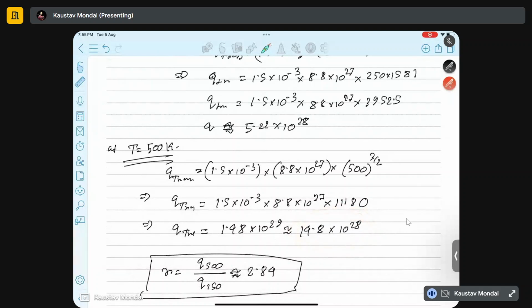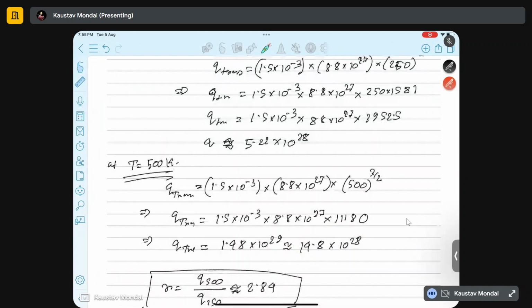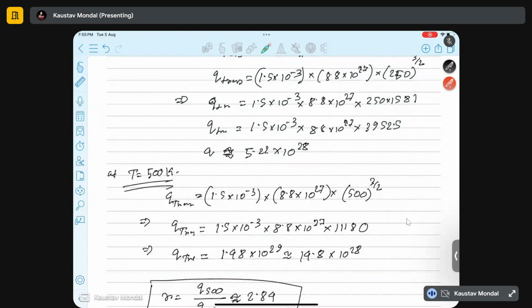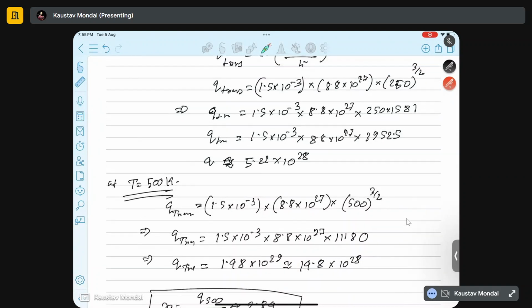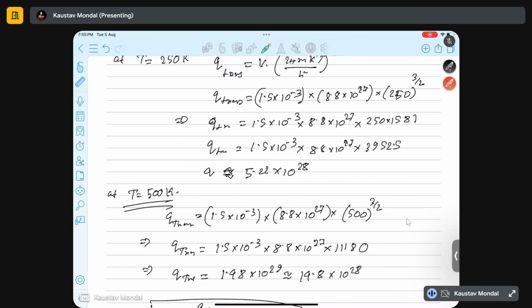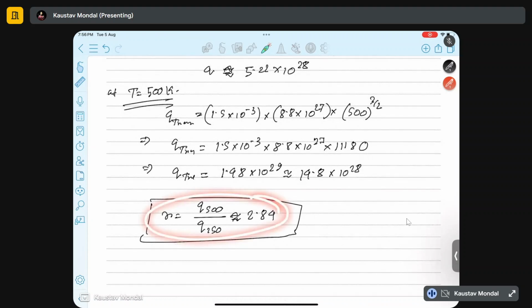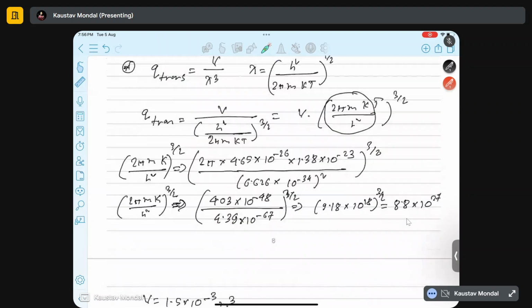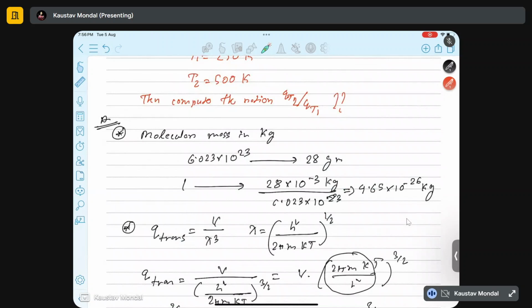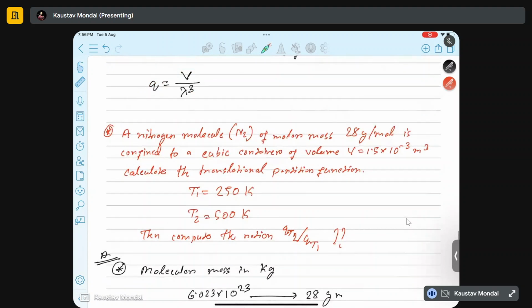So this means if you increase the temperature, the partition function also increases. Here you have increased the temperature twice. That doesn't guarantee that the partition function value will also increase by twice the amount. That is not true here. You can see the ratio is almost 2.84. Anyway, this is the general way that you can calculate the translational partition function of a molecular system at different temperatures.